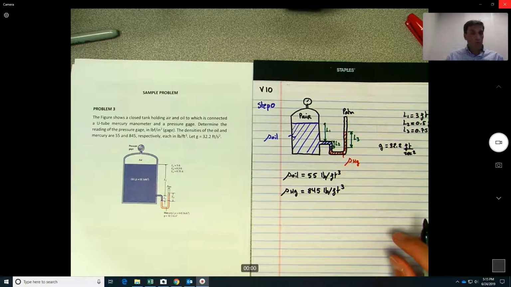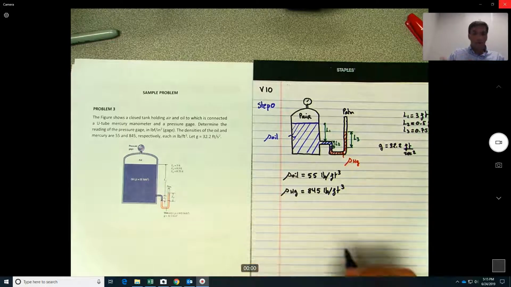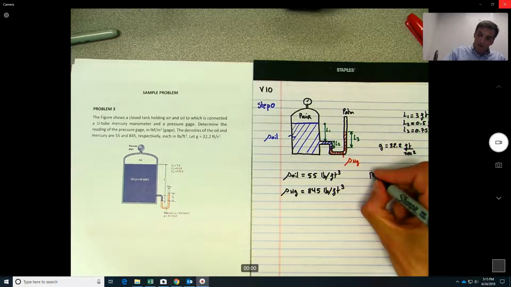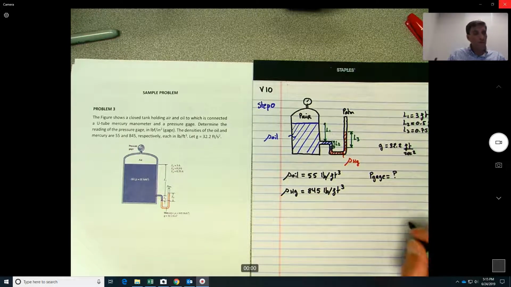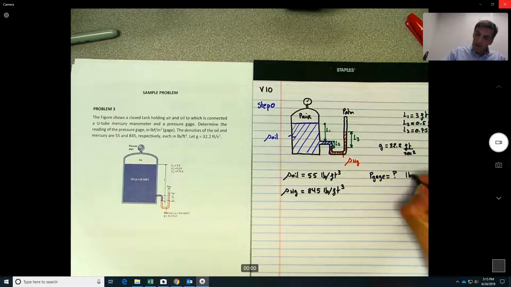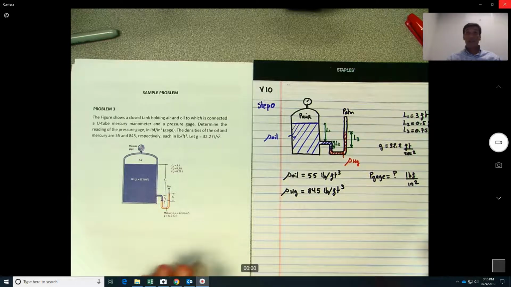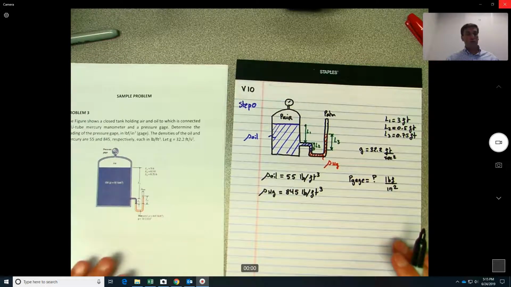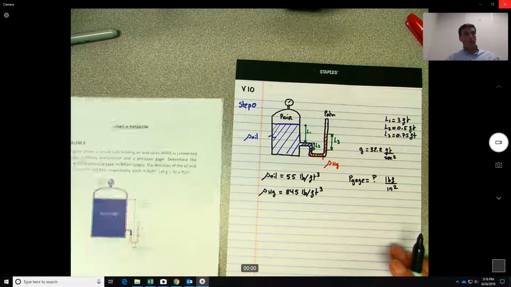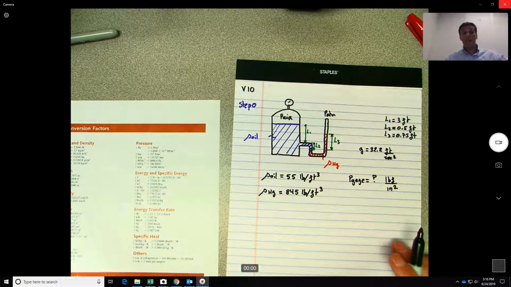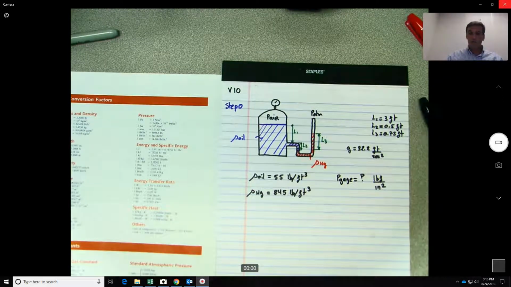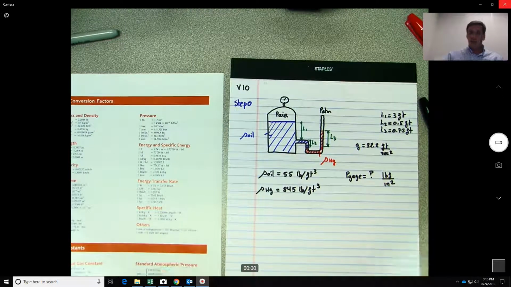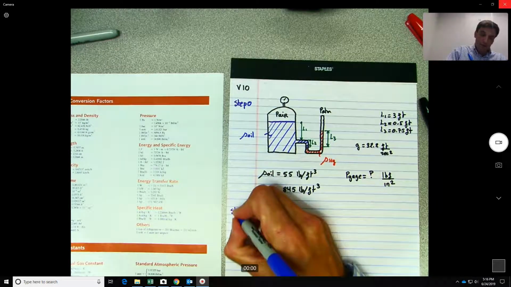Okay, so what do we need to solve for? Determine the reading of the pressure gauge. Okay, so we need to find the reading in lbf per square inch. So if I did it right, at this point I should be able to take this page away and never have to look at it again. Okay, if I did it right. Sometimes I forget to put some information. So now let's go to step 0.